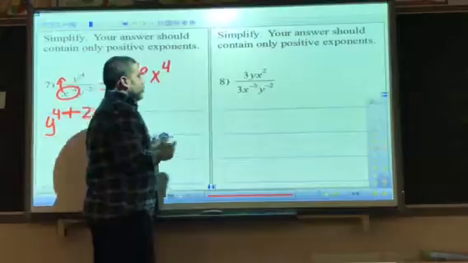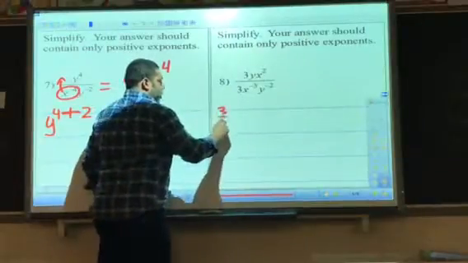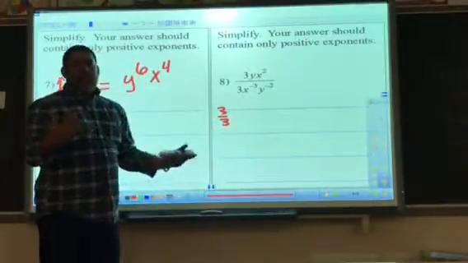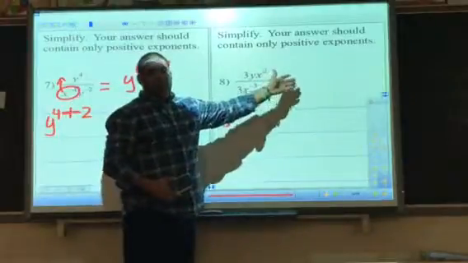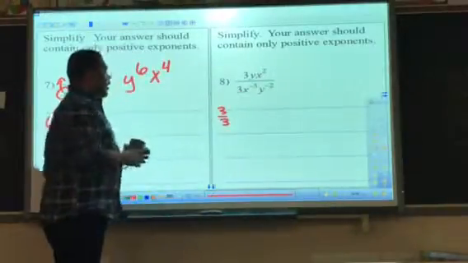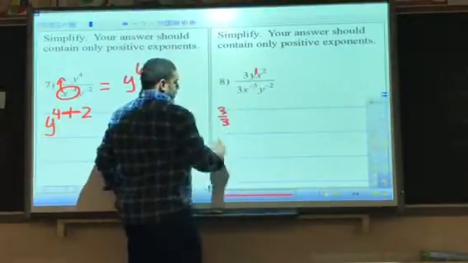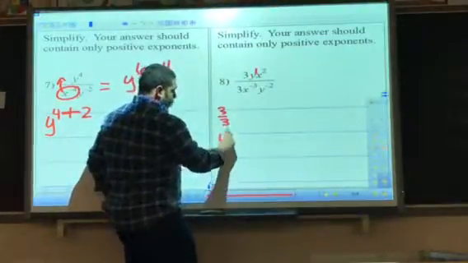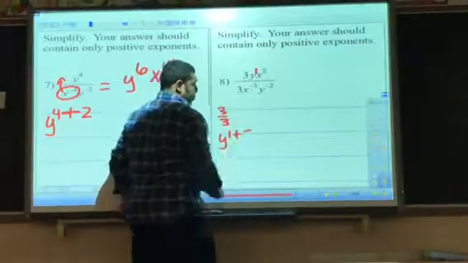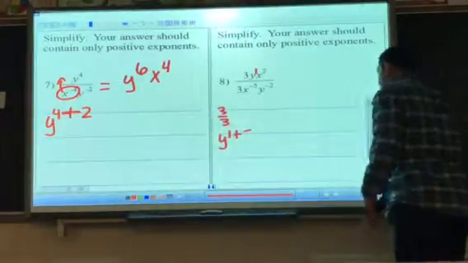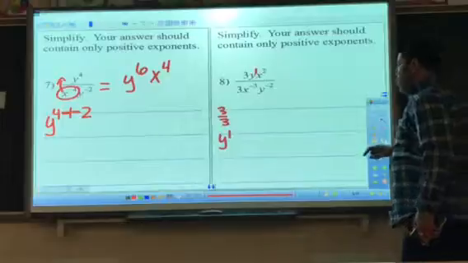Number 8, deal with the fraction first. 3 over 3 is a fraction. That simplifies to be 1. Now, I'm not going to write the number 1. You can write the number 1 if you want, okay, but I'm not going to do it. The y's are being divided. So for the y's, I have 1 plus, excuse me, I did it right there. Okay, if you're not thinking, very easy to do.